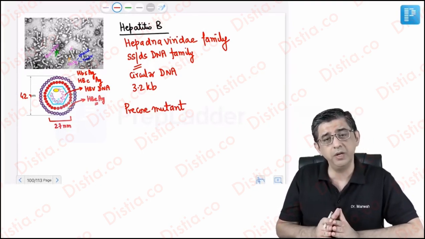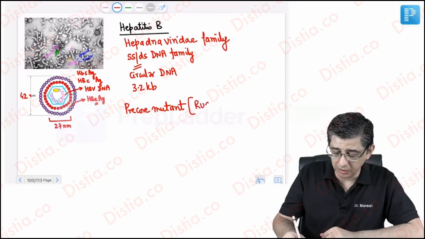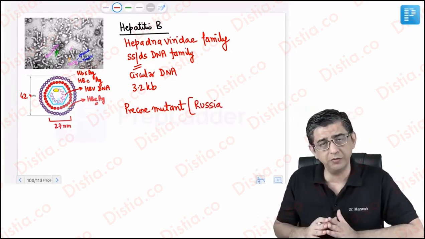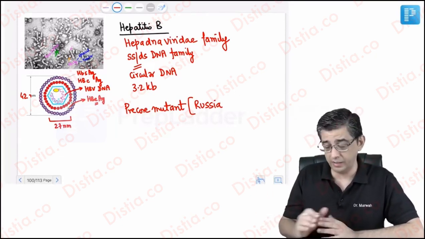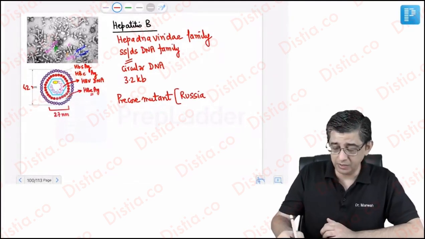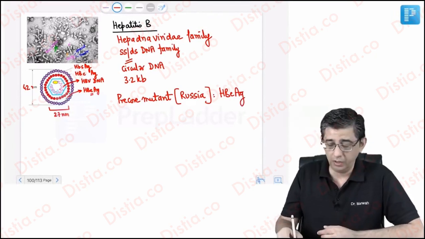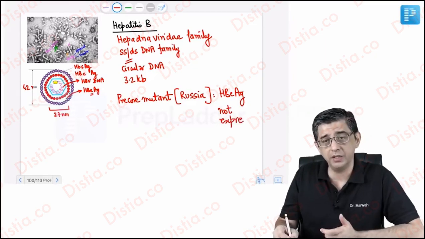Let's first look at what we mean by the word pre-core mutant, and this is relatively more common in the eastern part of Europe, especially Russia and the former USSR group of countries like Ukraine, and then you can move to Armenia and so on. So pre-core mutant means that in this one the E antigen is not expressed. Now, what's the importance? Why are we so concerned about it? Because E antigen is a marker of the virus replication.